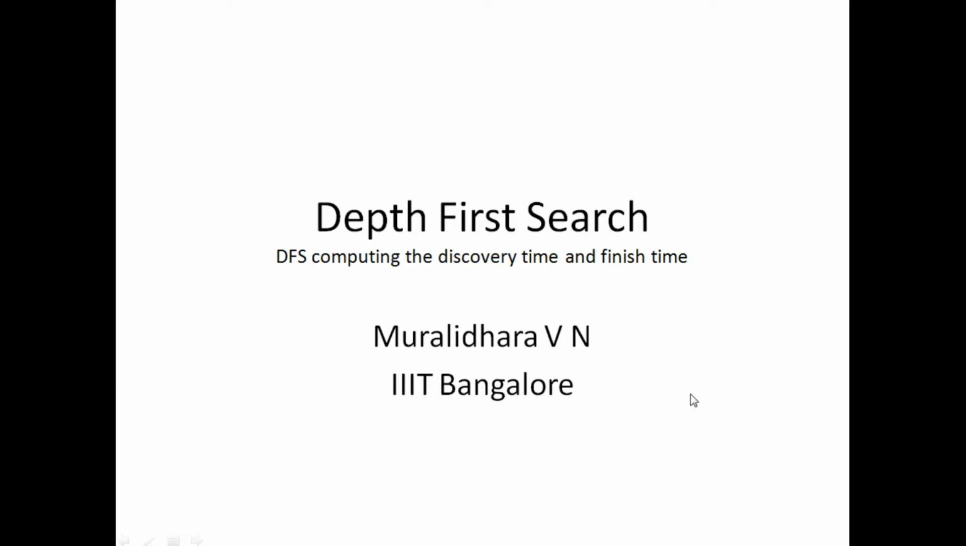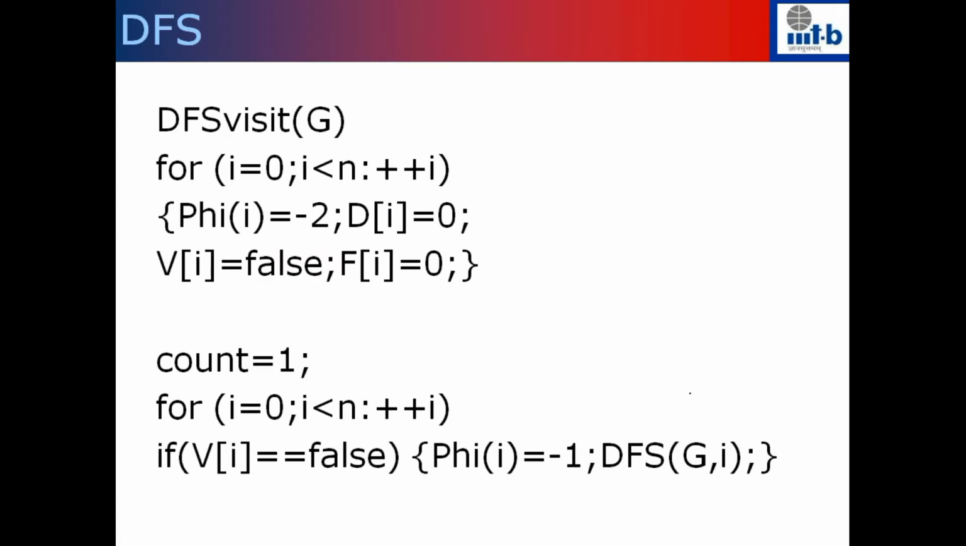So let's quickly recap the DFS algorithm. We will look at the recursive DFS because that's easy to understand. We initialize the discovery time, the finish time, the pi function and the visited values. Then we set the count to be 1. Then we look at every node, and if it is not yet visited, we set the pi function and call the DFS from this particular vertex.